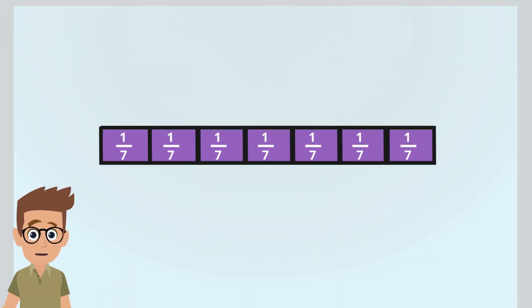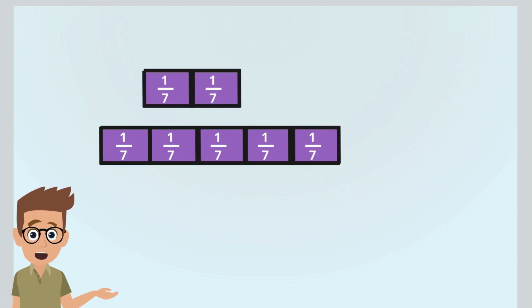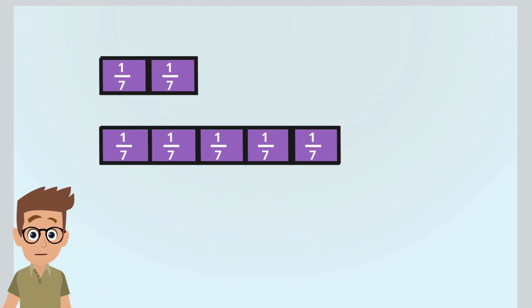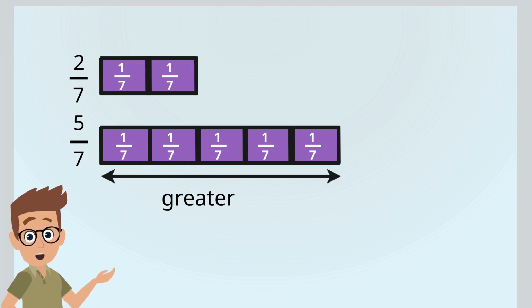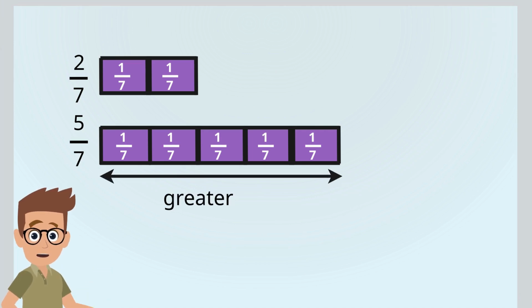Now, let's compare fractions which have the same denominator. Which is bigger? 2/7 or 5/7? Pause and discuss with your friends. Five over 7 is greater than 2/7 since it is longer.